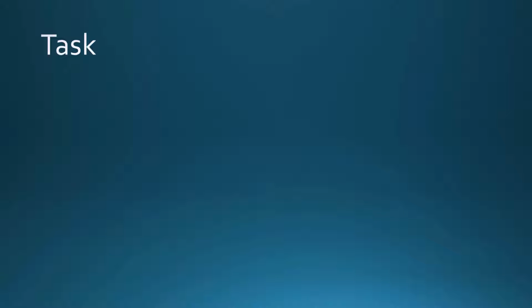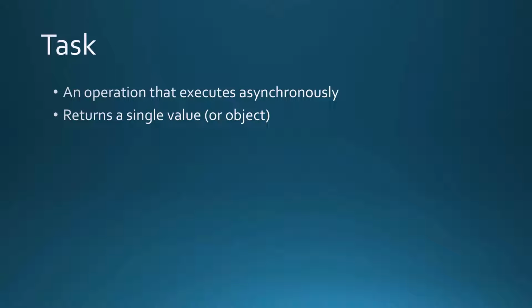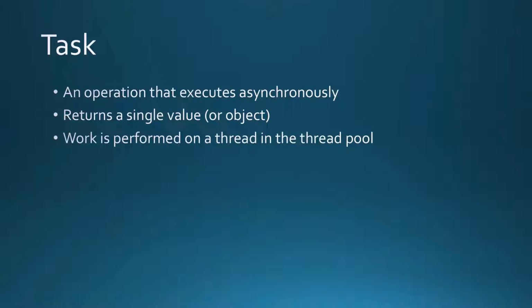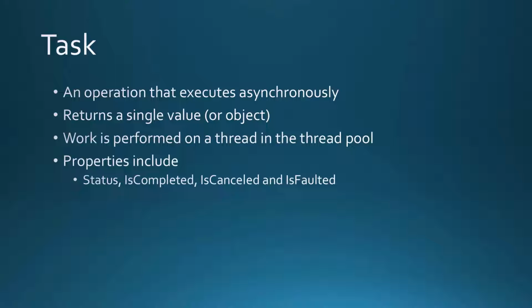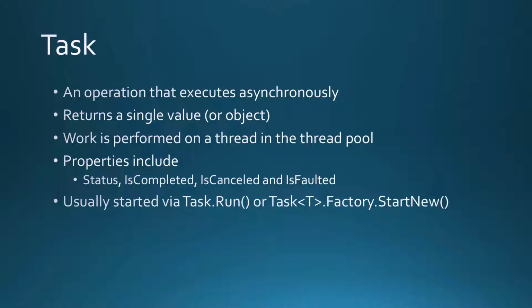Well, it's basically an object in .NET that allows you to execute some sort of operation asynchronously. And that task will return a value. It could be a single scalar value. It could be an object. Now work then is performed on some other thread in the thread pool. And we have properties that go along with this task object. There's a status. There is the task completed. Is it canceled? Has it been faulted? And we usually start these tasks with Task.Run or Task, as the generic, .Factory.StartNew.